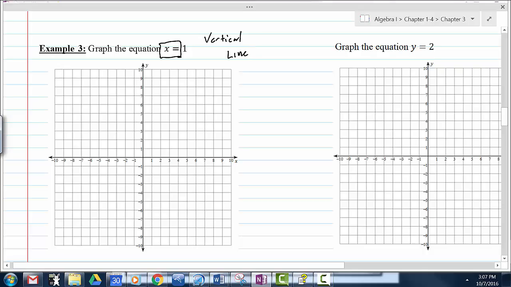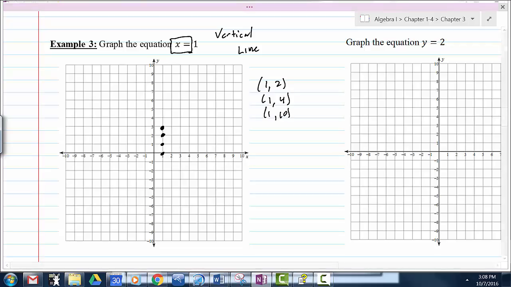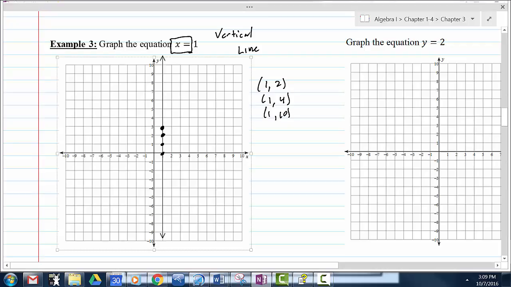The reason I say that is because it says x equals 1. So think about all the points where x equals 1. So you mean (1, 2), (1, 4), (1, 10). On every single point where x equals 1. So if we talk about it, like say here, we know (1, 0) is one of the points. So is (1, 1). How about (1, 2), (1, 3)? Now you see what kind of line it's forming. A vertical one.